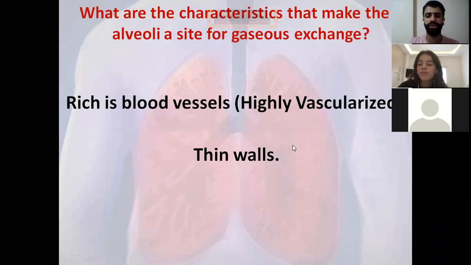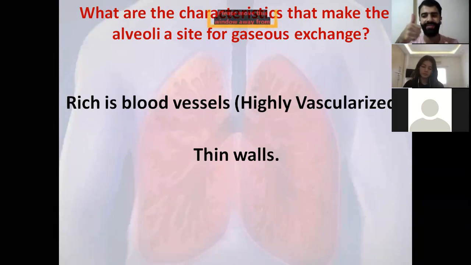Very good. So these are the characteristics. You have to study these notes. That's why it's important to join the live session because there is an important note here. So important note number one, and every week we will do this. We'll put an important note in the live session. So the characteristic that makes the alveoli a site for gaseous exchange is rich in blood vessels, highly vascularized. This is one, or you can use either rich in blood vessels or highly vascularized, but I recommend to study both, to know both of them. Rich in blood vessels means highly vascularized, and thin wall.